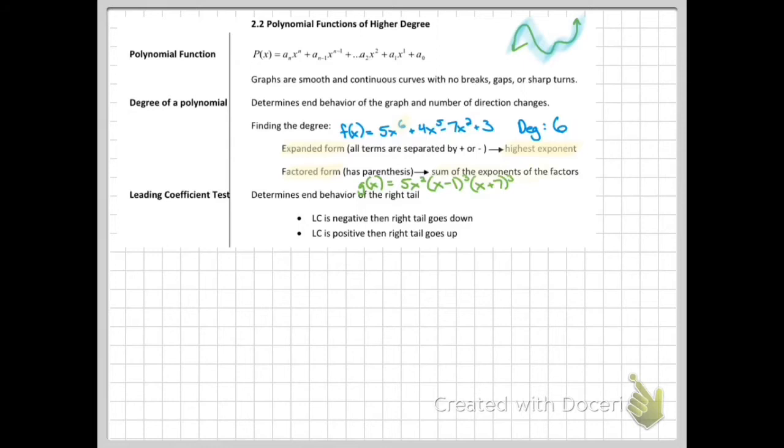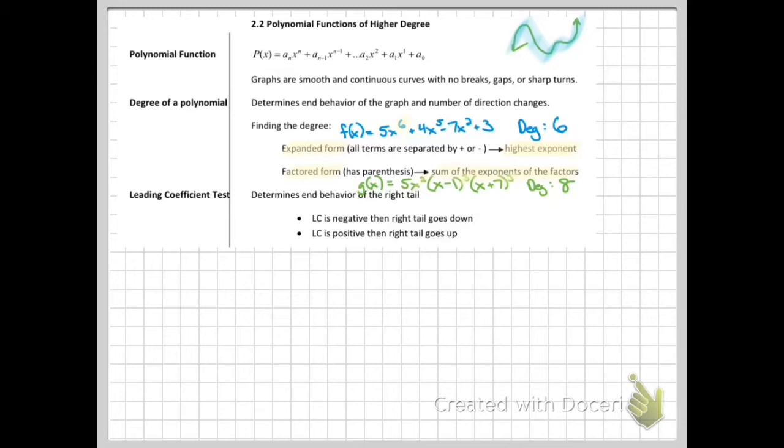All those little x's have exponents on them. The degree is the sum of the exponents of the factors. So only if there's an x. This x in front has a 2, so I should keep that in mind. This x in the parentheses has a 3, so 3 more, and that x at the end has a 3. So if I add those exponents together, 2 plus 3 is 5, plus 3 more is 8. So you need to know how to find it in both forms, expanded and factored.